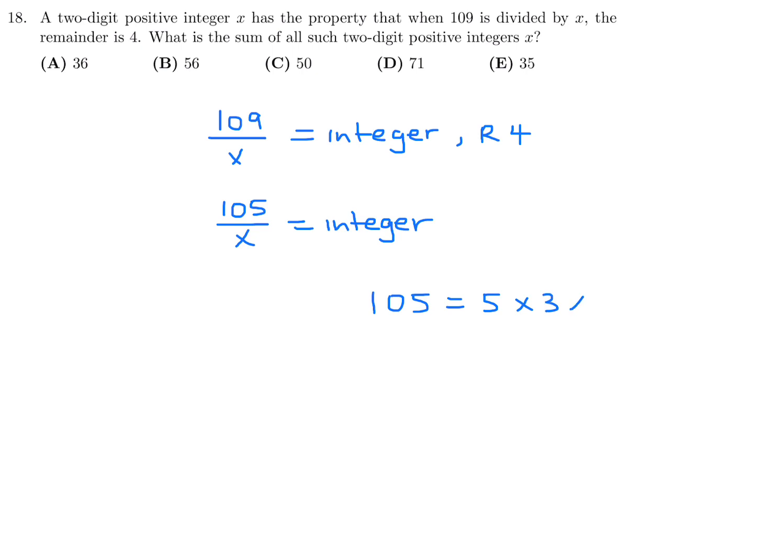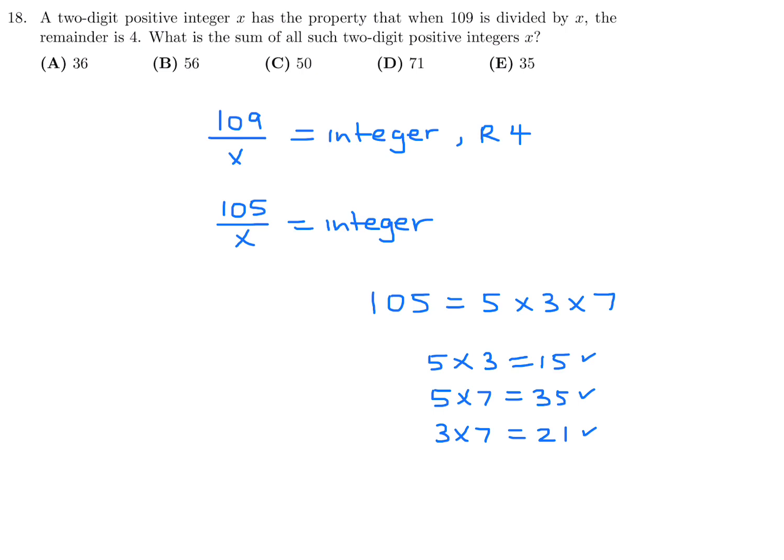5 times 3 times 7. So I think I can pretty easily figure out some two-digit numbers that divide evenly into 105. How about 5 times 3? That's 15. That'll work. How about 5 times 7? That's 35. That'll work. And how about 3 times 7? That's 21. That will also work.